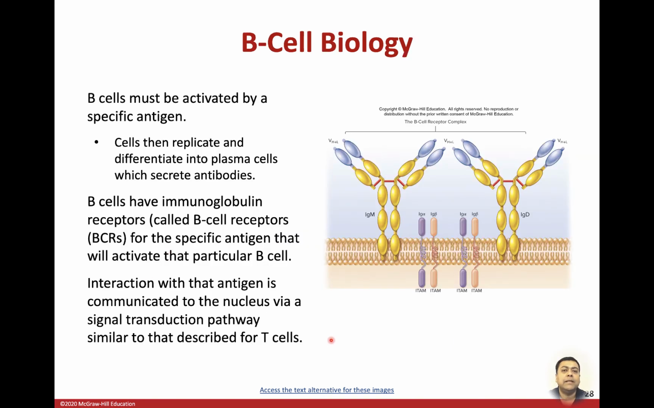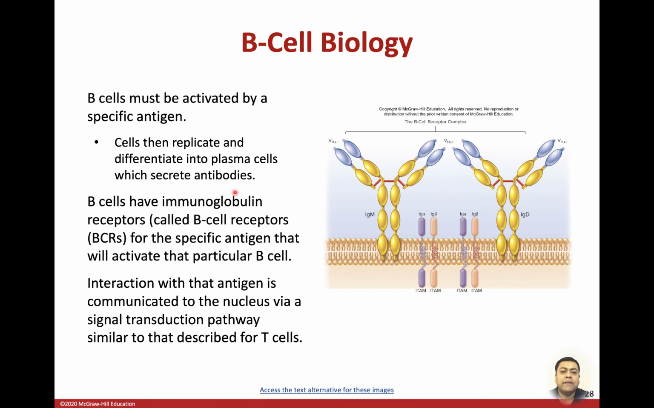So let's take a look at what the downstream processes are. The first thing in B cell biology, we are going to see what the different types of receptors present on the B cell surface are. So we already now know that you have the TCR or the T cell receptors that bind to an antigen. On the other hand, here we are looking at the B cell receptor. The B cell must be activated by a specific antigen, and cells then replicate to differentiate into the plasma cells which secrete antibodies. So how do these receptors work?